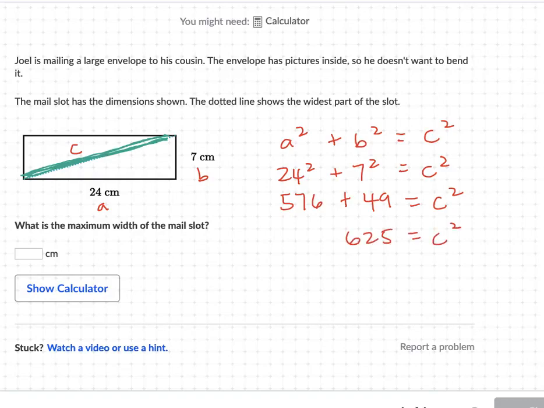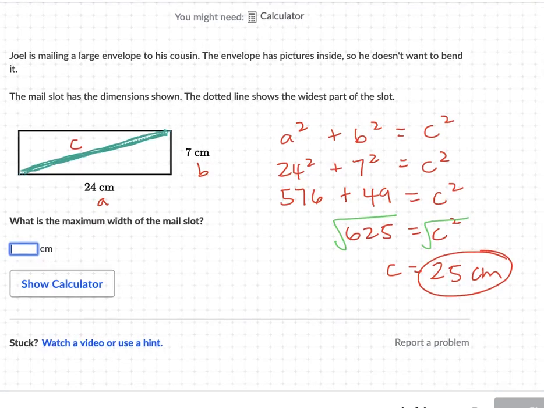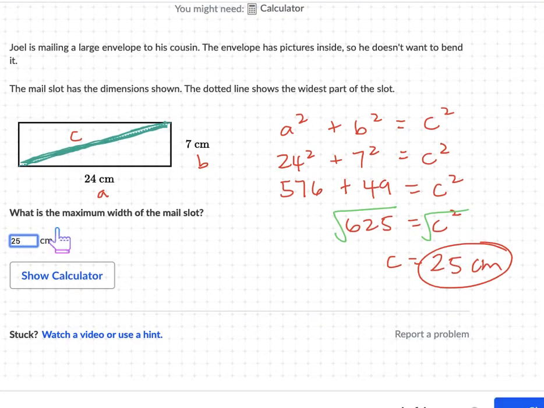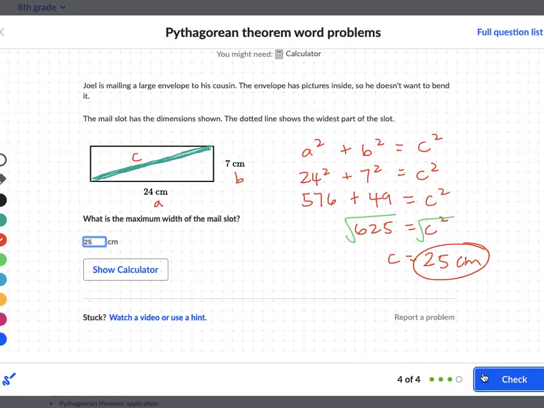To calculate that, I need to find the square root of both sides. So C equals the square root of 625, which is 25 centimeters. So it is longer if he puts it in slanted, and the maximum width will be 25 centimeters. So he's going to want to find an envelope that is, well, anywhere between 24 and 25, because he already knows it won't fit long ways in.